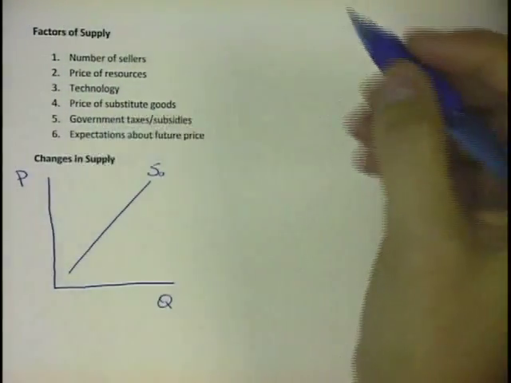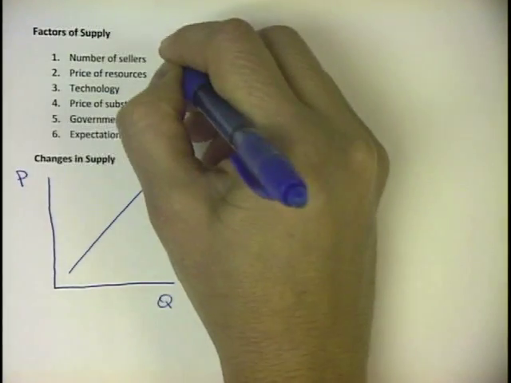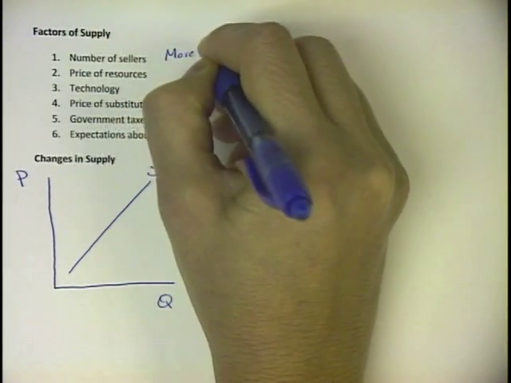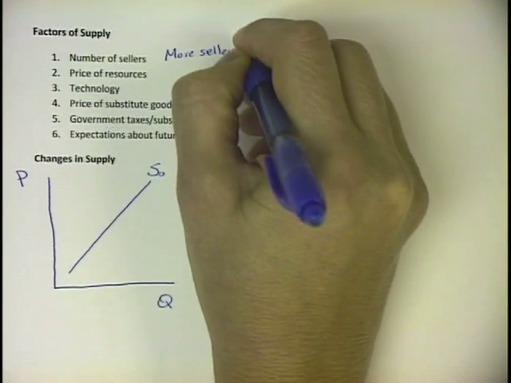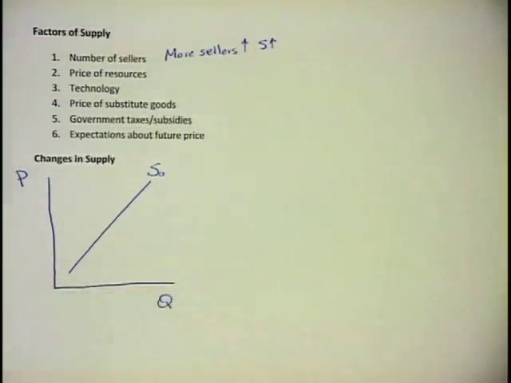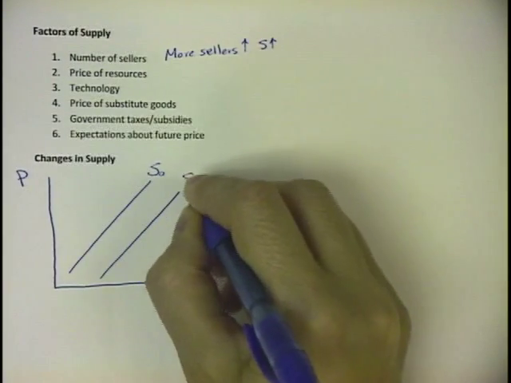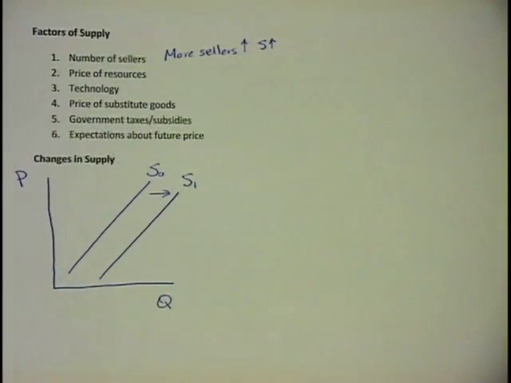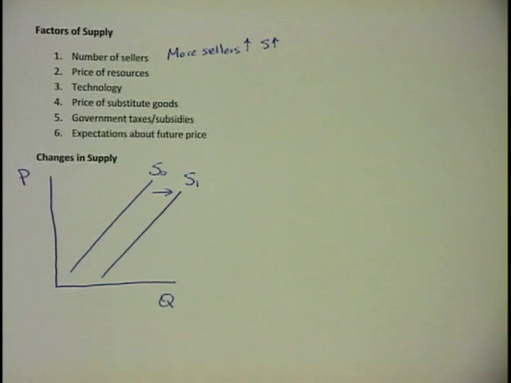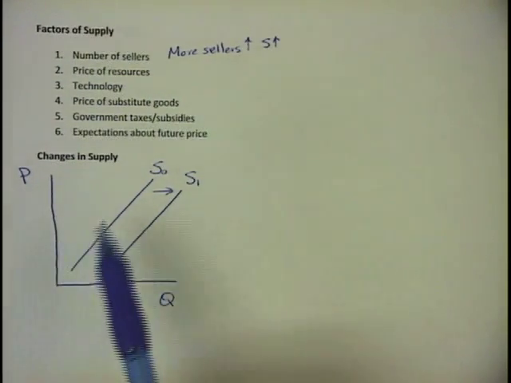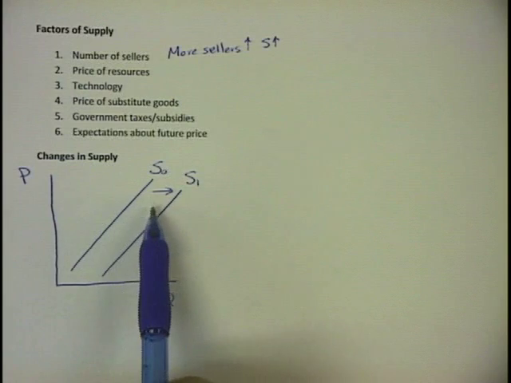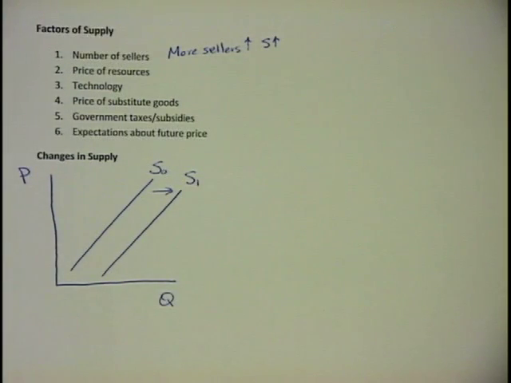So the number of sellers: if there's more sellers, that would result in more supply. If we're talking about pizza restaurants, if another 2 pizza restaurants open, there'll be more supply of pizza. So my supply would shift to the right. Any increases, either demand or supply, will always shift to the right, because as supply increases, at every given price I'm going to be willing and able to supply more.